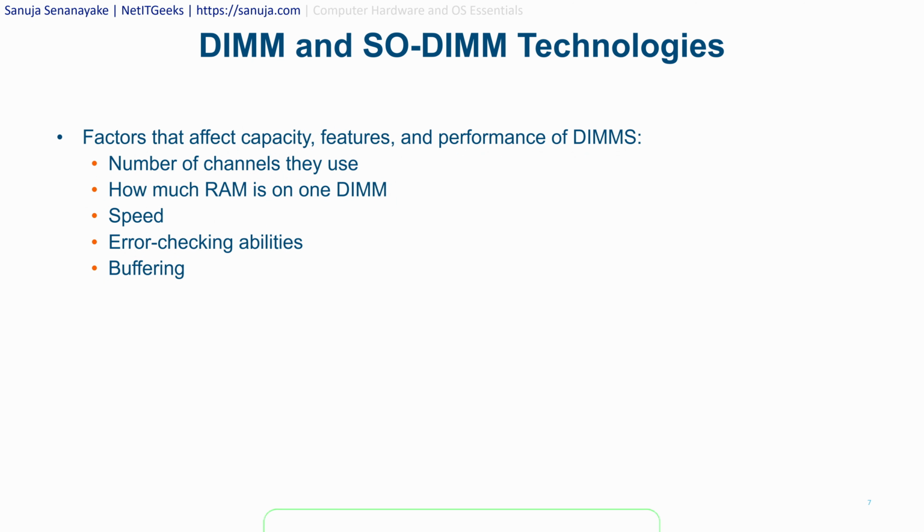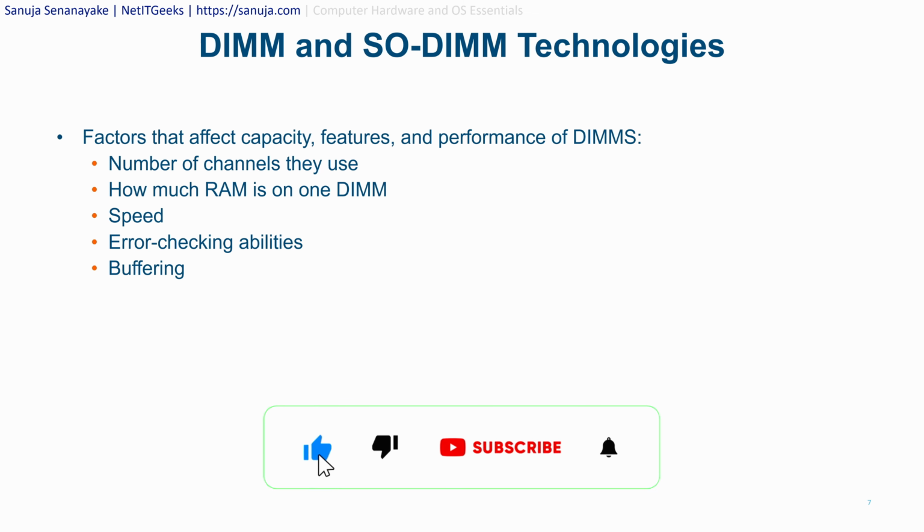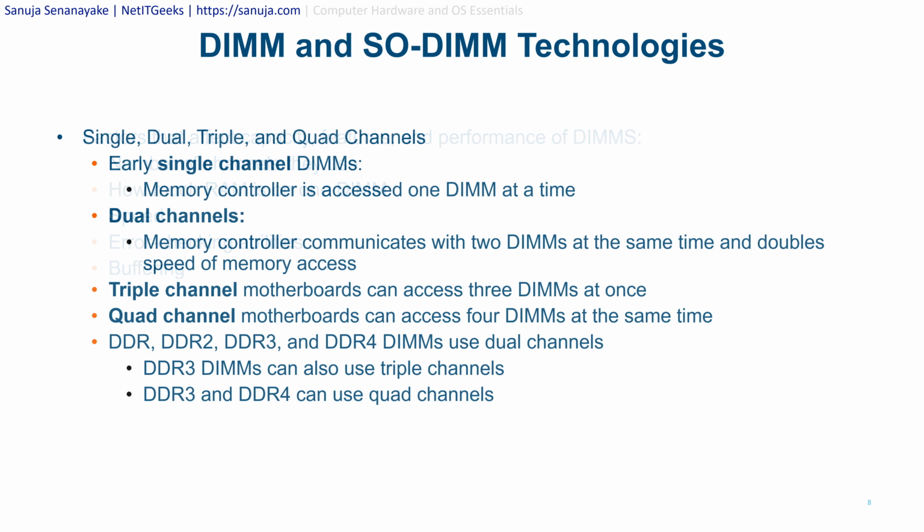DIMM and SO-DIMM technologies. Factors that affect the capacity, features, and performance of those DIMM modules or RAM modules include the number of channels they use, how much RAM is on the DIMM, the speed, also known as the frequency of the RAM, error checking abilities, which are used by servers and are called ECC, and whether they are buffered or unbuffered. We're going to go over that a little bit in the next few slides.